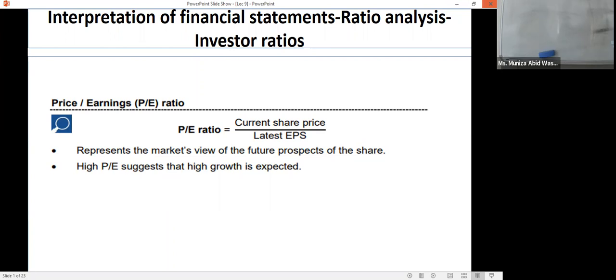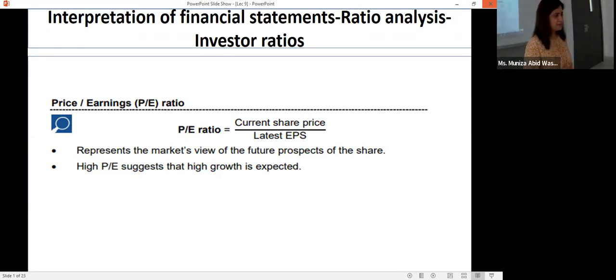We had discussed that there are 4 important financial statements which are being prepared by the limited liability companies. And those 4 financial statements are statement of financial position, statement of profit or loss and other comprehensive income, statement of changes in equity, and statement of cash flows.